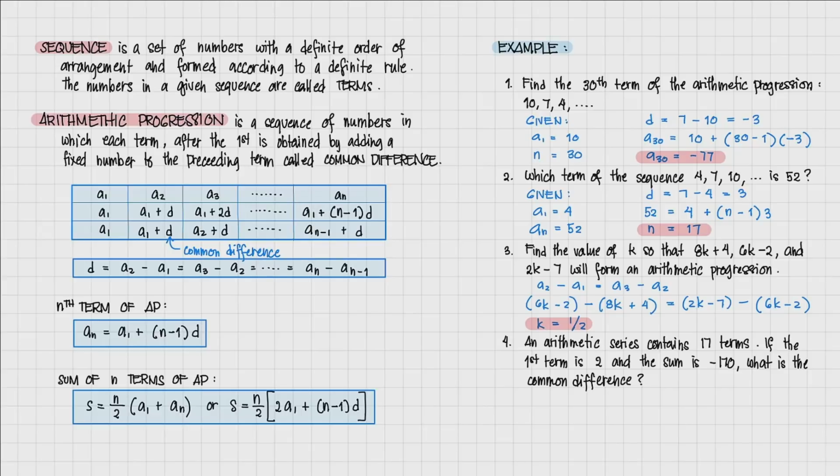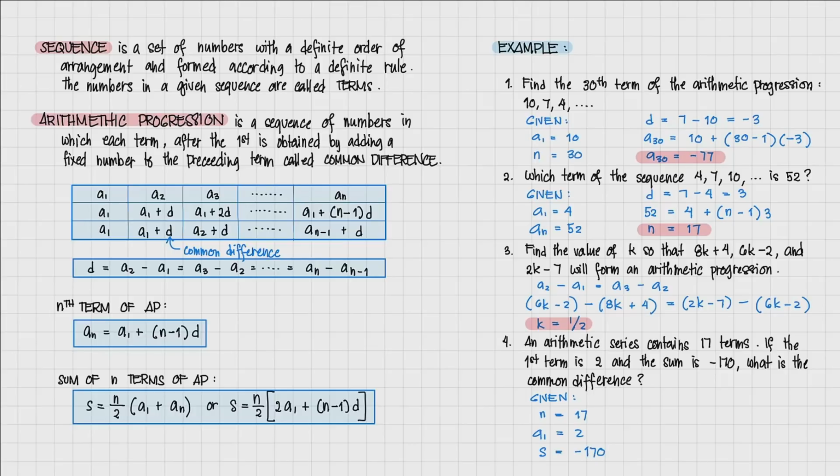Alright, so example number 4. An arithmetic series contains 17 terms. If the first term is 2 and the sum is negative 170, what is the common difference? So alright, again, let's write down what's given. We have 17 terms. We have the first term, which is 2. And we have the sum, which is negative 170.